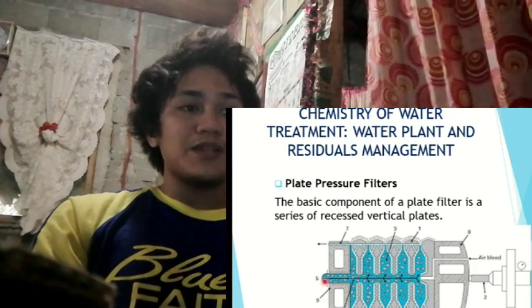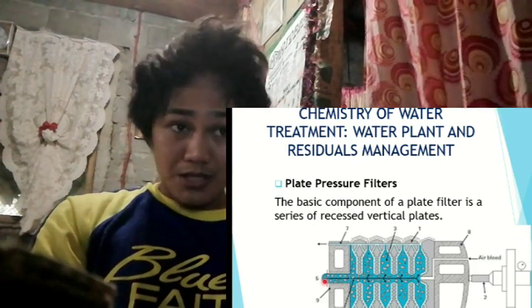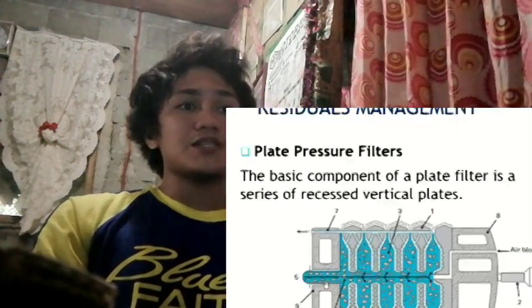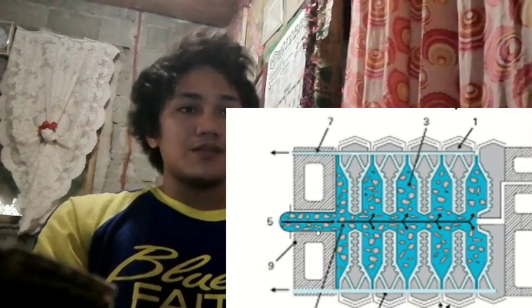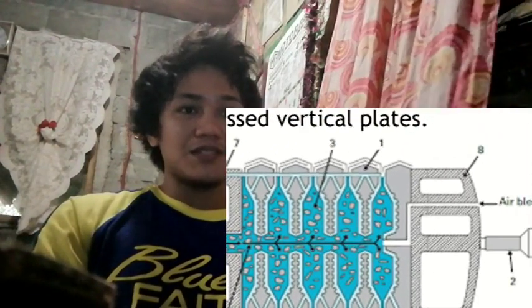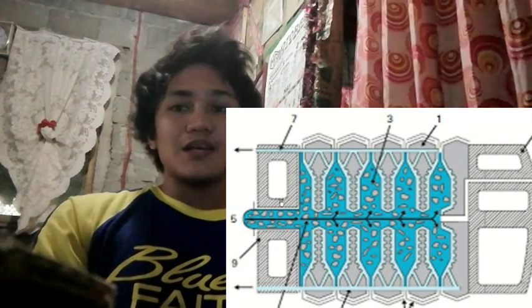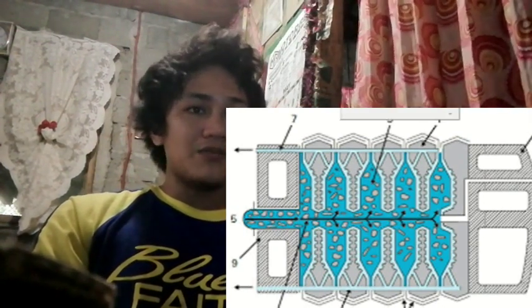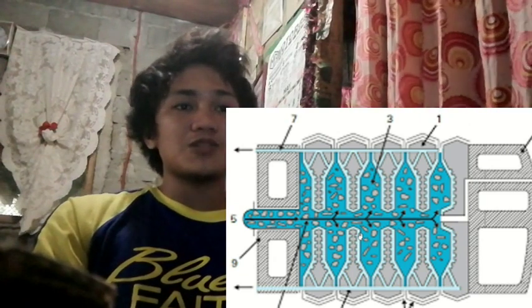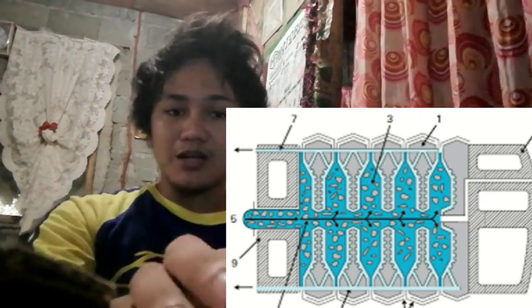Plate pressure filters. The basic component of a plate filter is a series of rigid vertical plates. Each plate is covered with cloth to support and contain the sludge cake. The plates are mounted in a frame consisting of two head supports connected by two horizontal parallel bars.